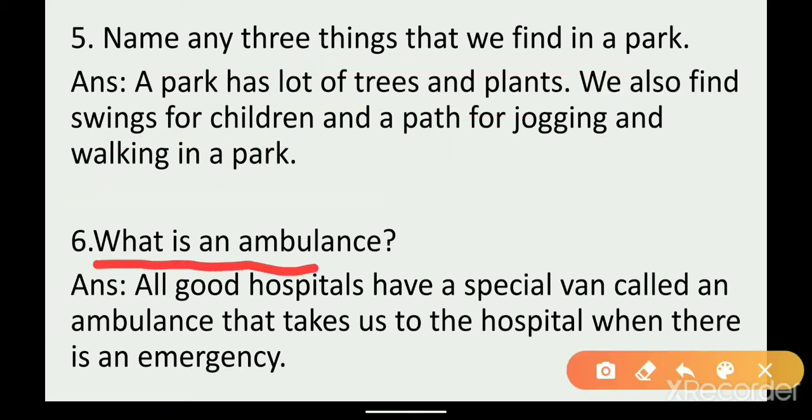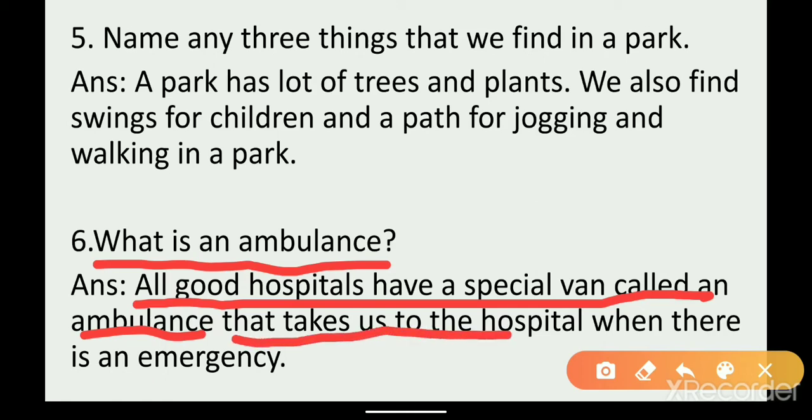What is an ambulance? All good hospitals have a special van called an ambulance that takes us to the hospital when there is an emergency. So when there is an emergency, who takes us to the hospital? Ambulance. So all good hospitals have a special van called an ambulance that takes us to the hospital when there is an emergency.